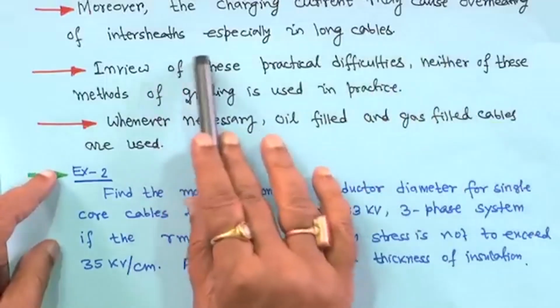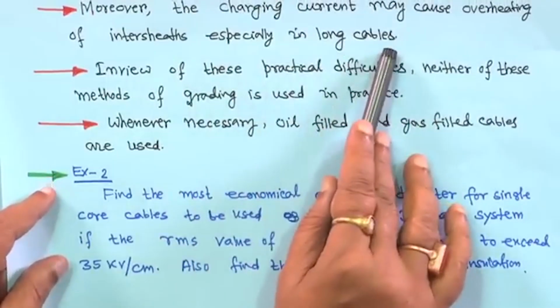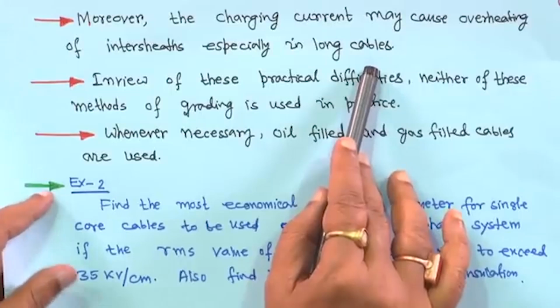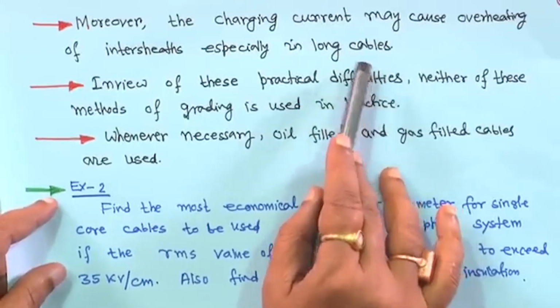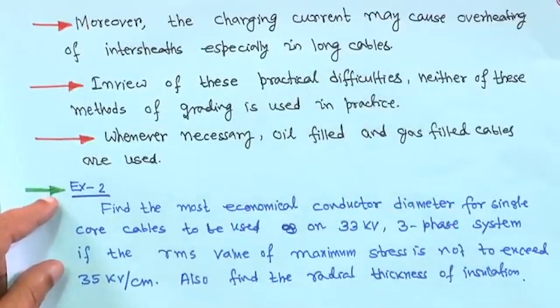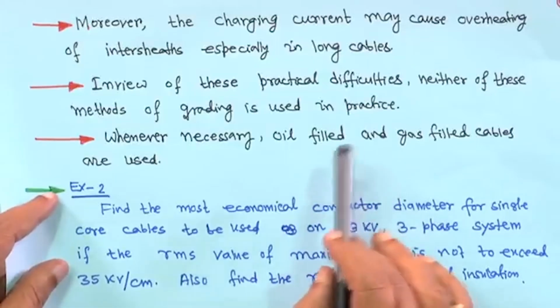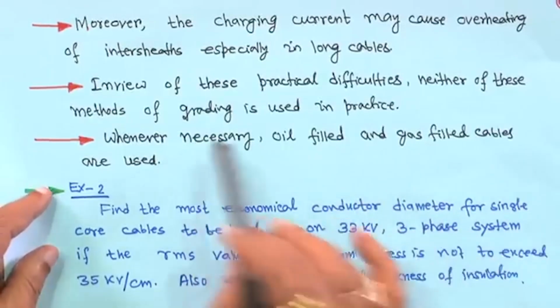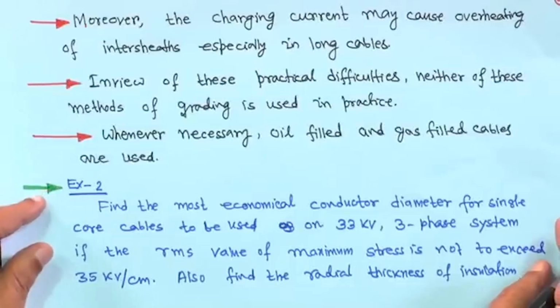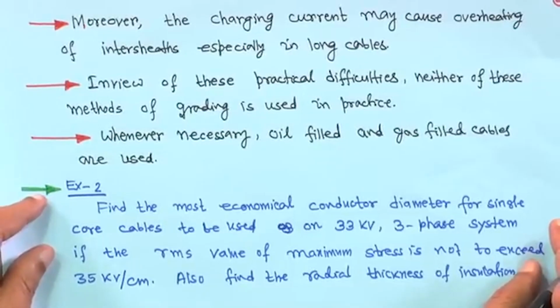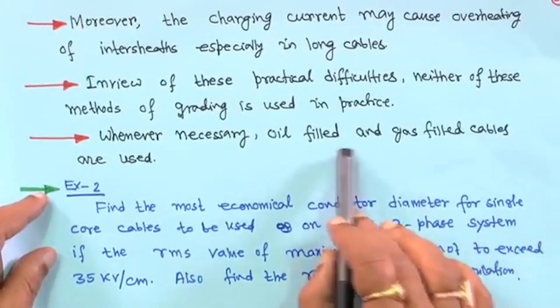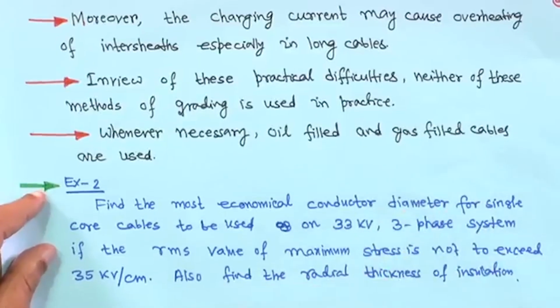Okay, we will come back again. Moreover, the charging current may cause overheating of the intersheath, especially in long cables. So this charging current also will be responsible for the overheating of that intersheath. In view of these practical difficulties, neither of these methods of grading is used in practice. In reality these methods are not used. Whenever necessary, oil filled and gas filled cables are used.